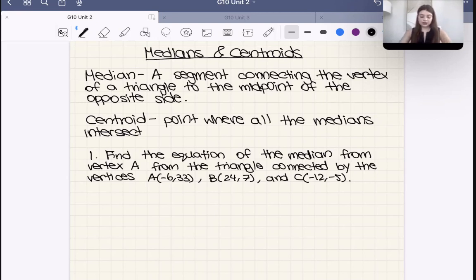So, let's try to contextualize that. A segment connecting the vertex of a triangle to the midpoint of the opposite side. So, what's the vertex of a triangle? Well, for example, if we have just some random triangle here and here's a vertex, and then we want to connect it to the midpoint of the opposite side, right? So let's say this is our midpoint of the opposite side. What we're asking is this segment here, it would be the median, right? We're taking one of the vertices and we're saying we're going to connect that vertex to the middle, right? That midpoint of the opposite side.